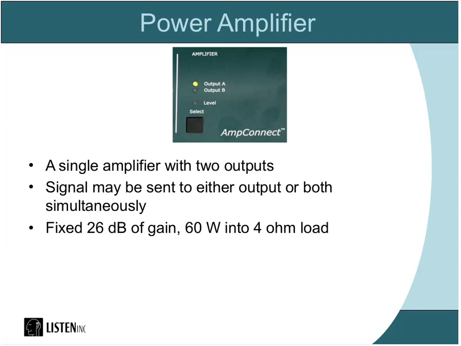Now this amplifier in AmpConnect is a fixed 26 dB of gain. There's no level adjustment, which really makes it nice and simple, especially on a production line, less knobs to fiddle with. And it's a 60 watt amplifier into a 4 ohm load, which provides a lot of flexibility for different speaker sizes.